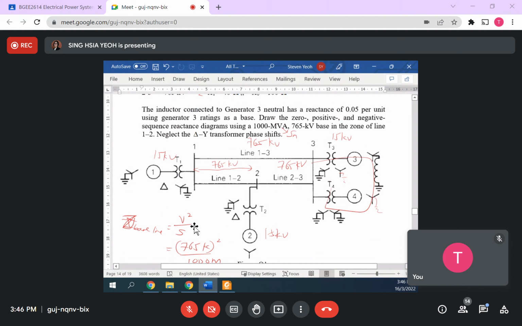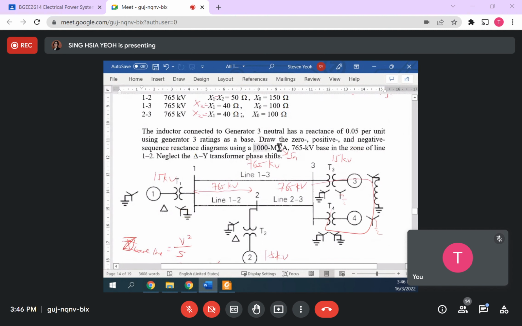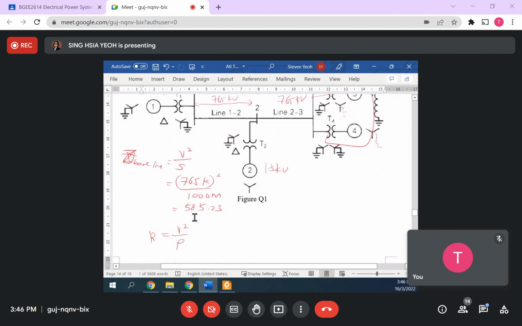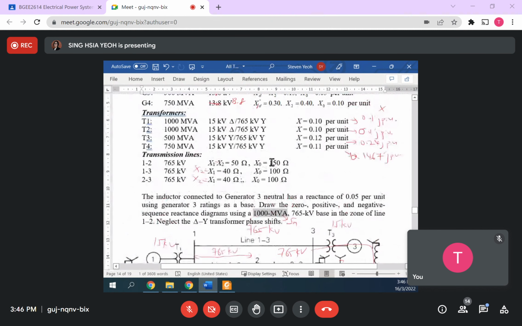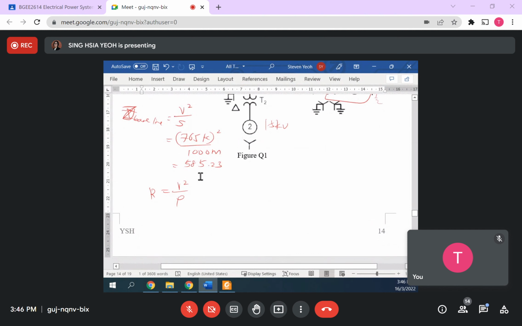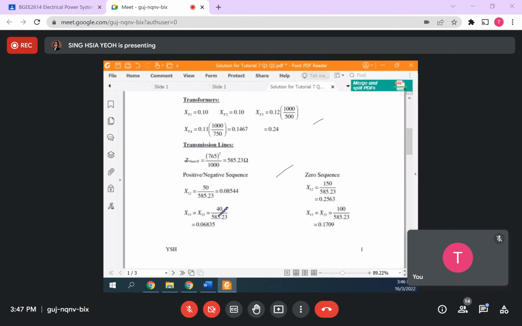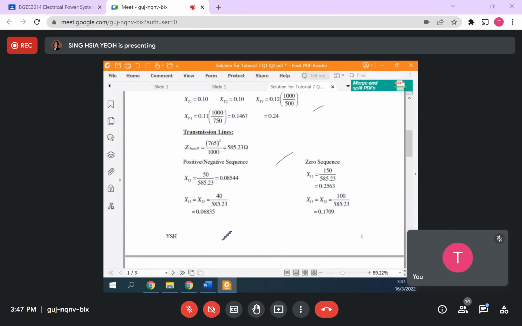So you get a new V value, 765 kV squared divided by 1000 MVA. Then you get 585.23. So once you get this base value, then you use this actual ohms divided by base value. I hope you recall, it is something we discussed before, right? Okay, understand? Set base.